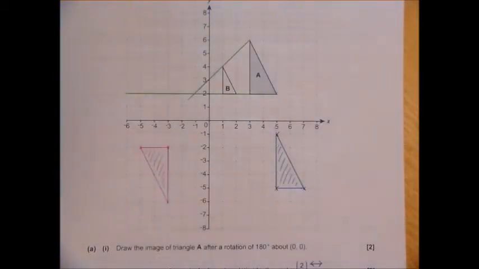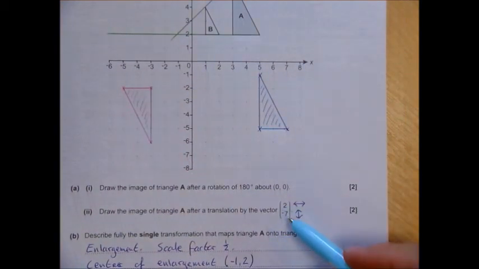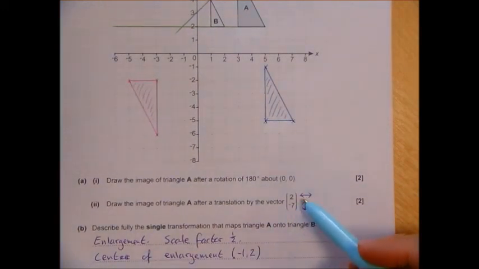Next one, draw the image of triangle A after a translation by the vector (2, -7). So translations, that's when you slide it around the grid. What I've shown you here is the top number is you either go left or right, and the bottom number is up or down.